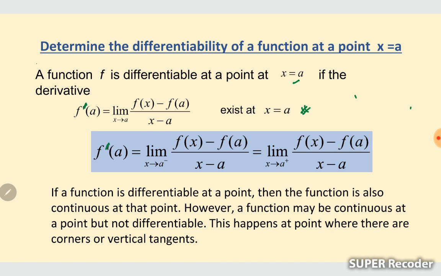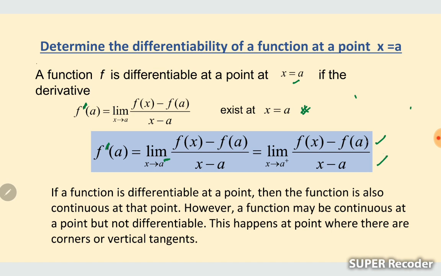Therefore, f prime of a is equal to the limit as x approaches a from the left of (f(x) minus f(a)) over (x minus a), which must equal the limit as x approaches a from the right of (f(x) minus f(a)) over (x minus a).